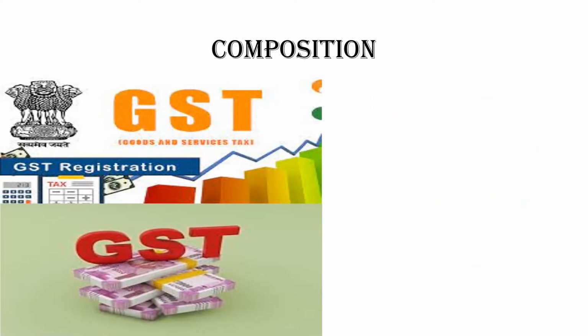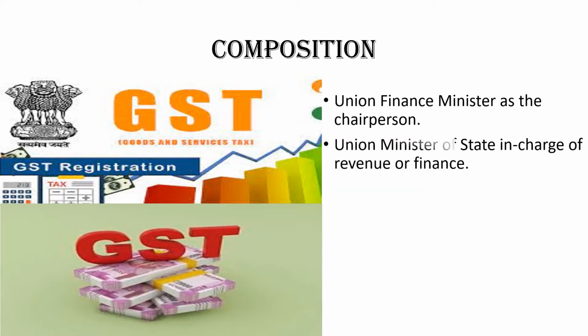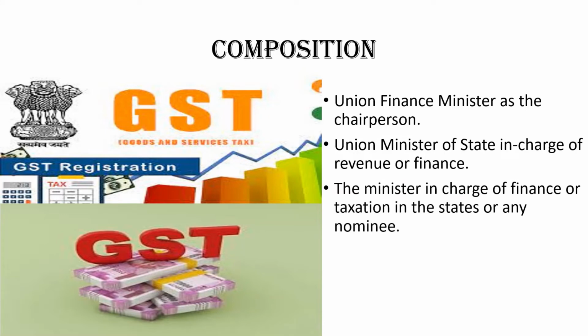The composition of the GST Council. The Council is a joint forum of the Centre and the States and consists of the following members. The Union Finance Minister as the chairperson of the Council. The Union Minister of State in charge of Revenue or Finance. The Minister in charge of Finance or Taxation or any other minister nominated by each state government.